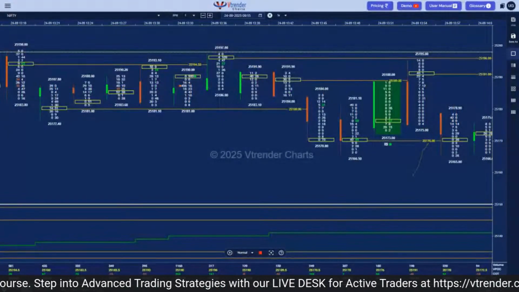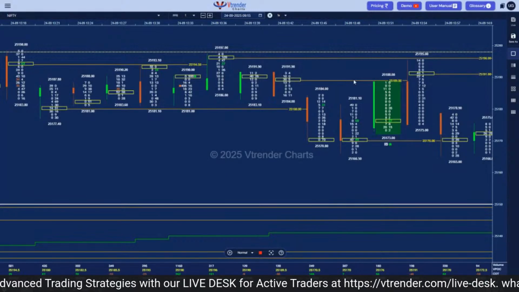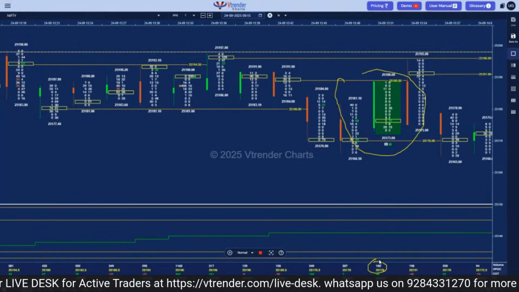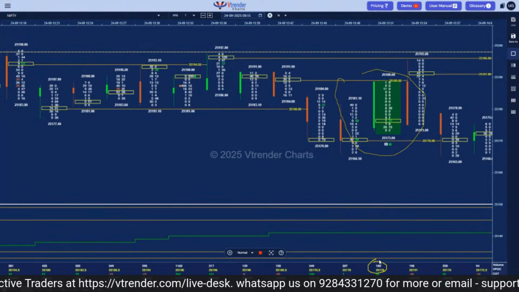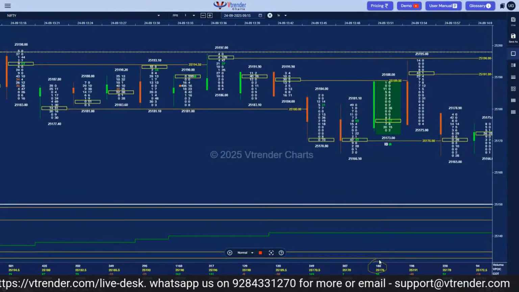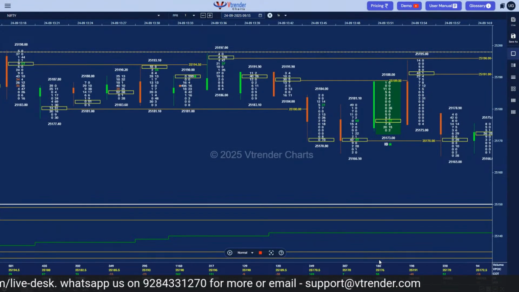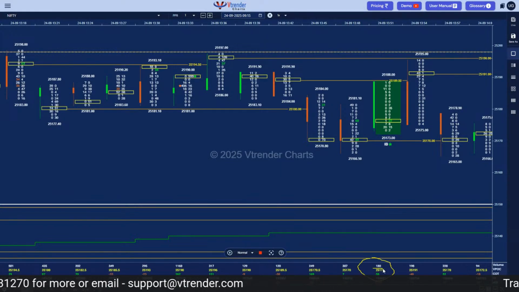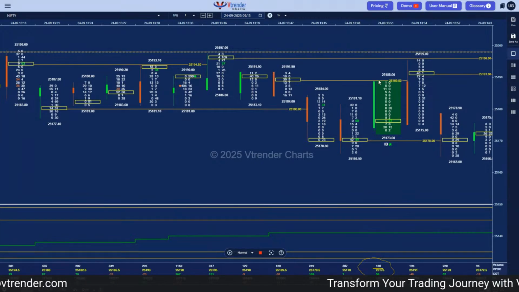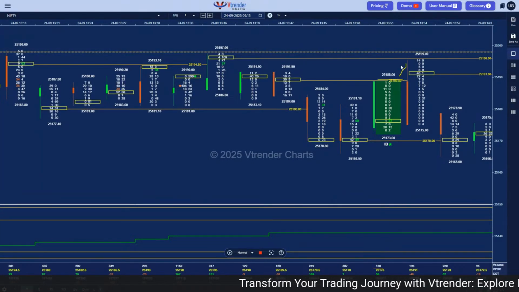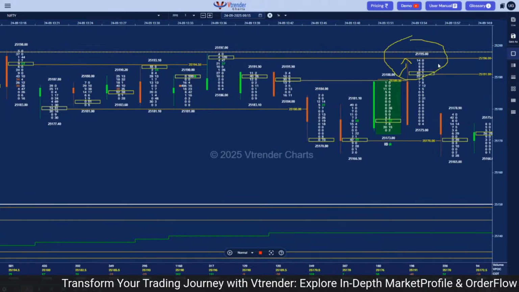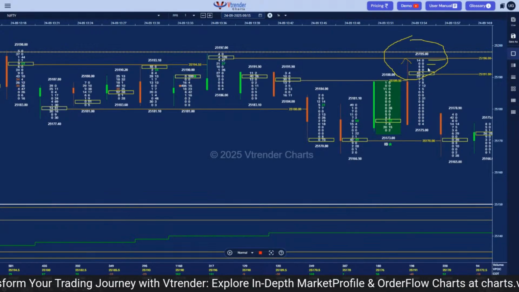We got an IB signal here, but you can see this IB signal again was only on 180 contracts. So intent or initiative buyers will come with volumes. You cannot get an initiative player on a 180 contract bar. And again, what happened, this IB3, where the price went above this IB3, but what are we seeing? You can see only zeros on the buy side.